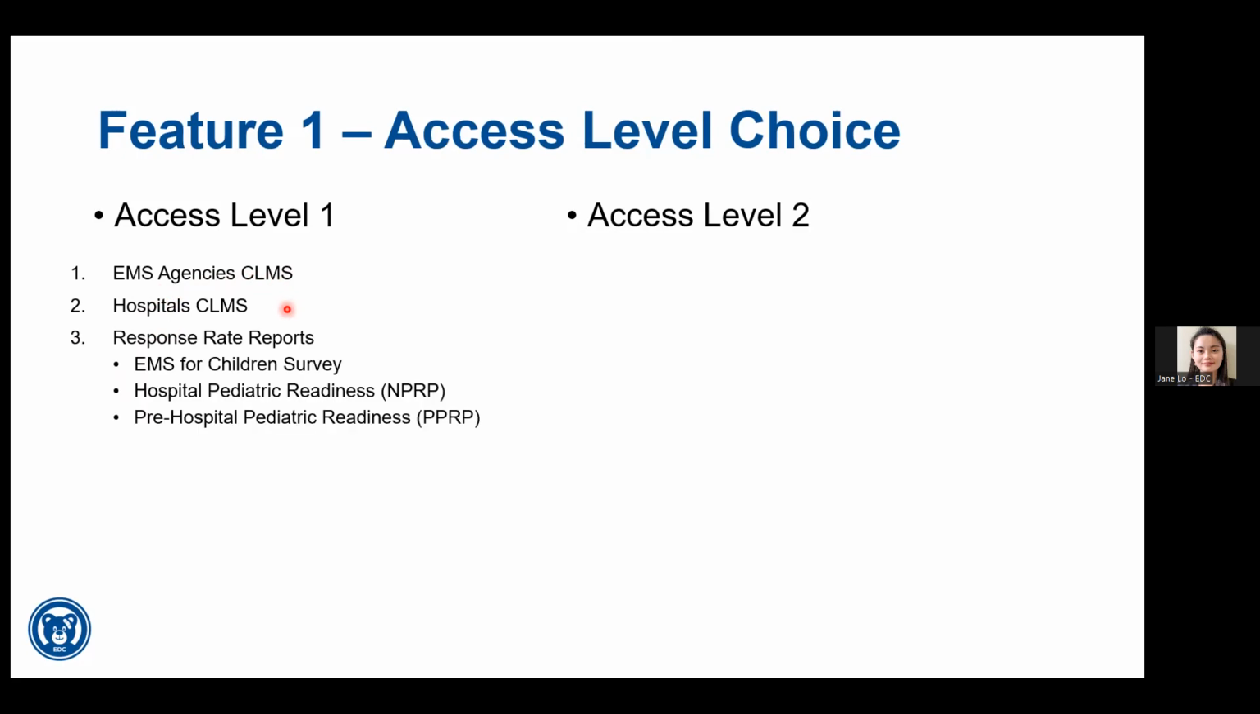In Tableau, whoever has access level 1 will be able to see the response report for the EMS for Children survey, NPRP, and PPRP. So this is access level 1 on your left. On your right is access level 2.